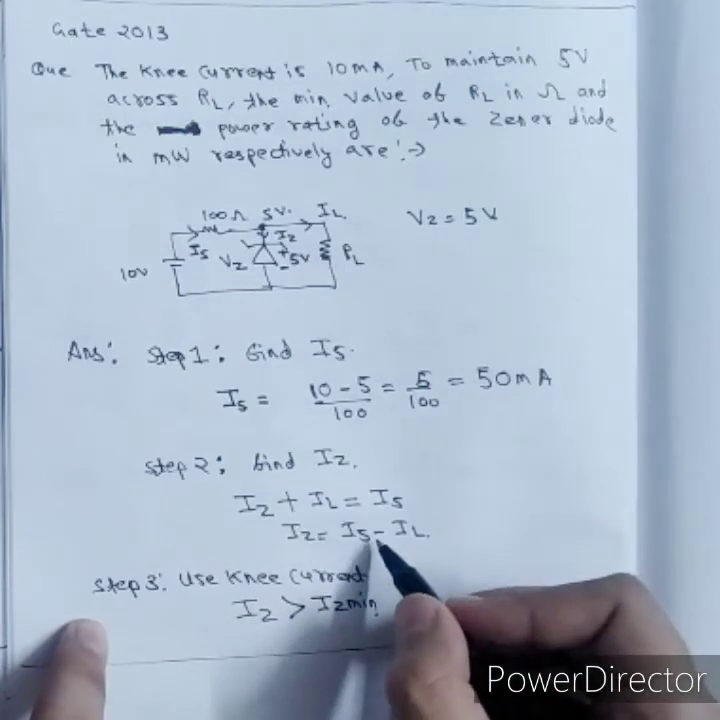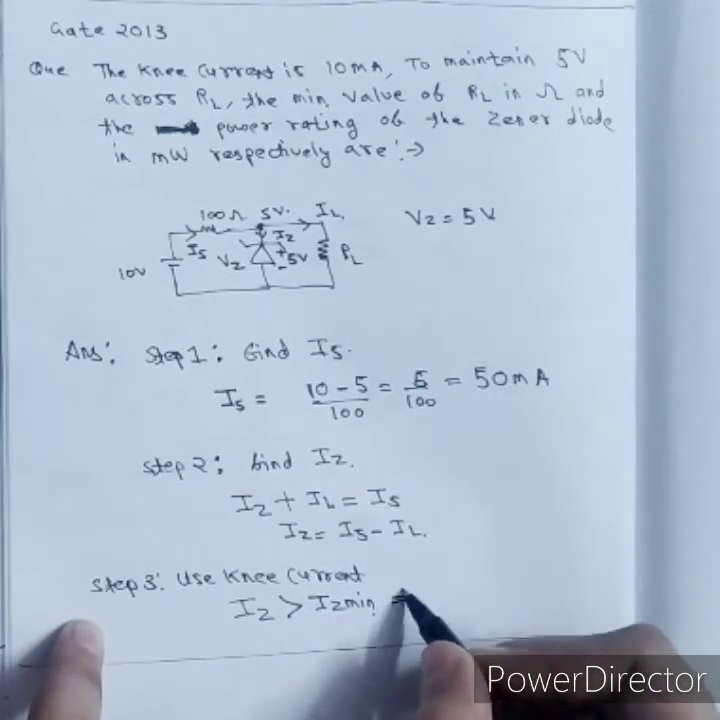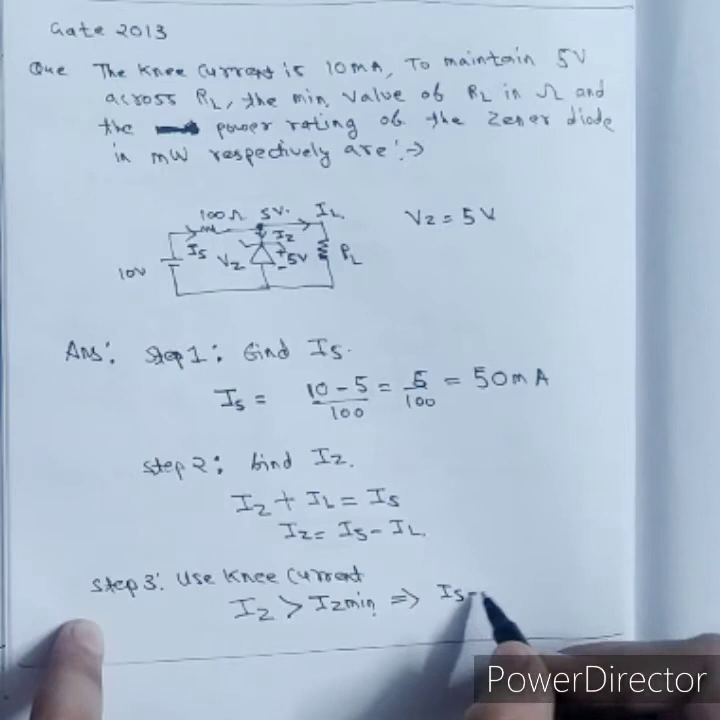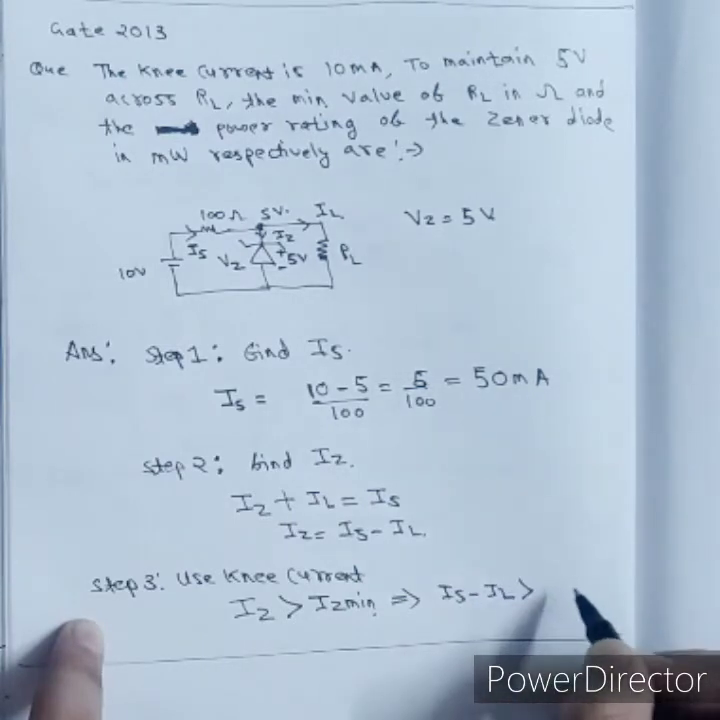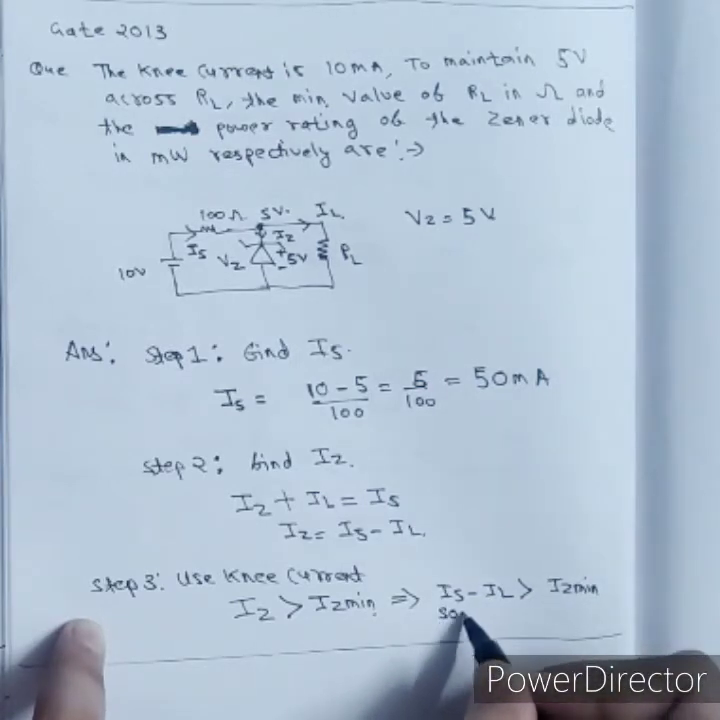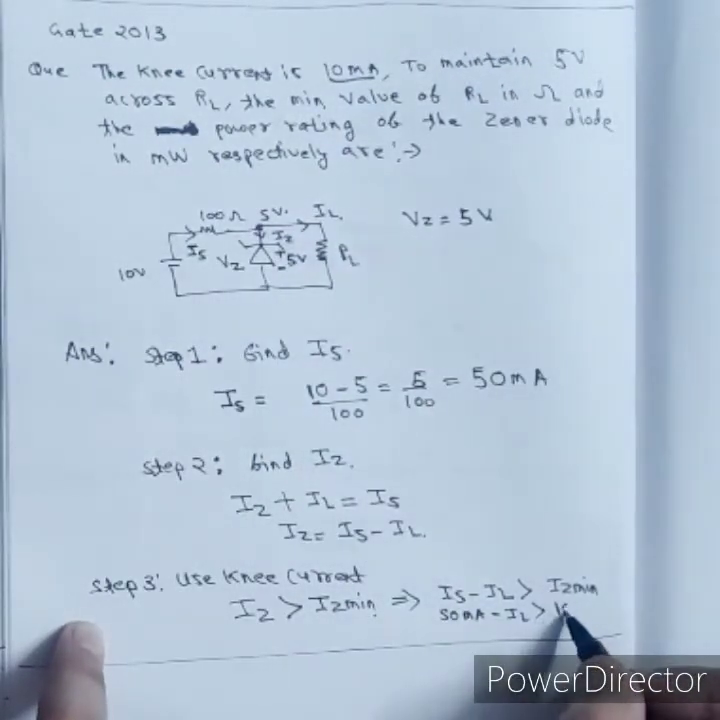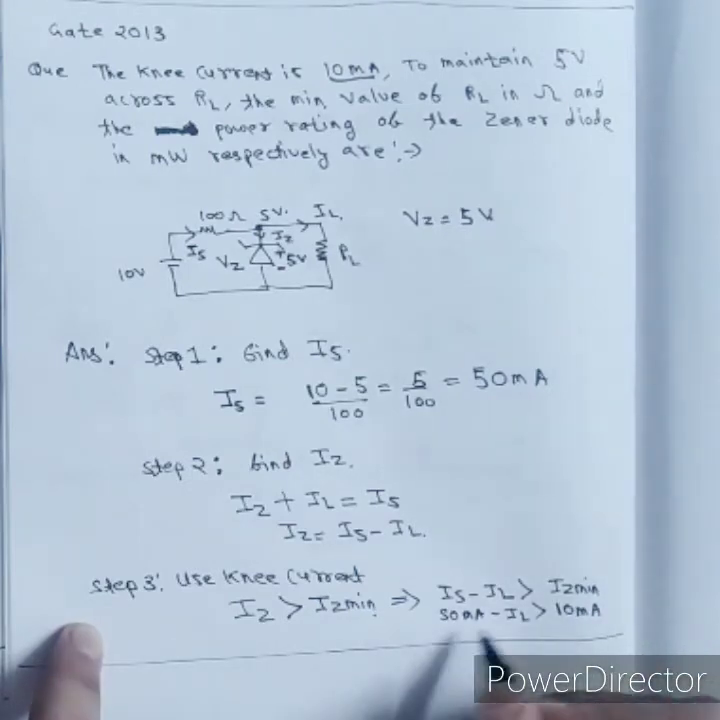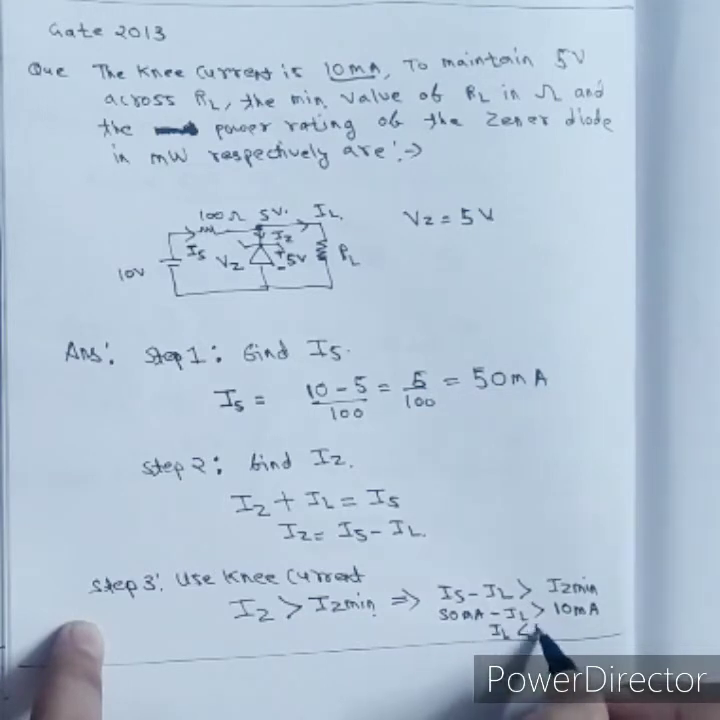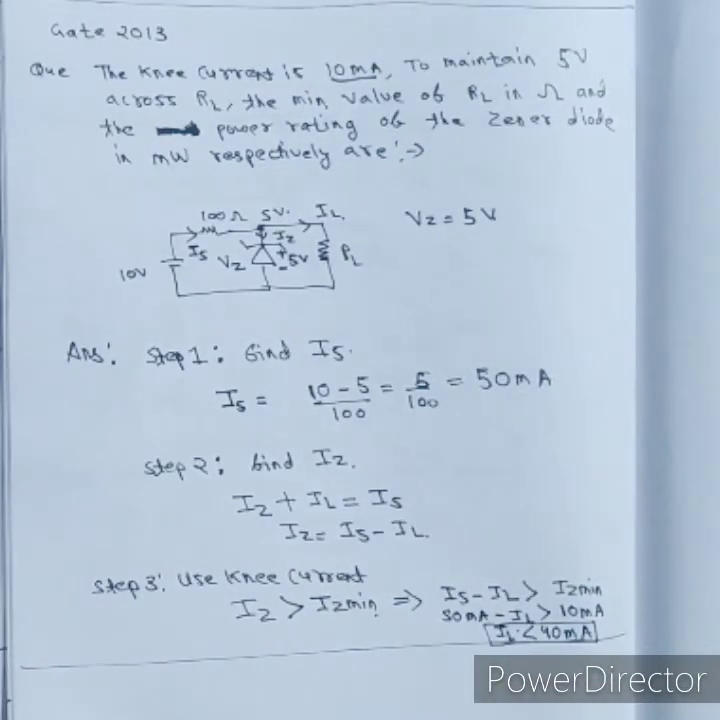So I will substitute this value: IS minus IL should be greater than IZ min, and IS is 50 milliampere, minus IL should be greater than IZ minimum, which is 10 milliampere. So IL should be less than 40 milliampere. This is one condition we got.